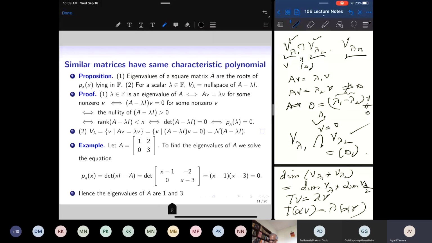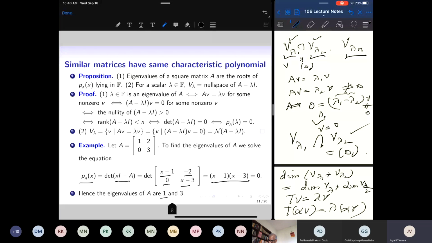To find eigenvalues of A, I look at the characteristic polynomial, which is the determinant of x times the identity matrix minus A. So this is the determinant of x minus 1, minus 2, 0, x minus 3. This is a quadratic equation, so the eigenvalues are x equal to 1 and x equal to 3. These are the two eigenvalues. They are in my field of real numbers, and therefore we will have eigenvectors.